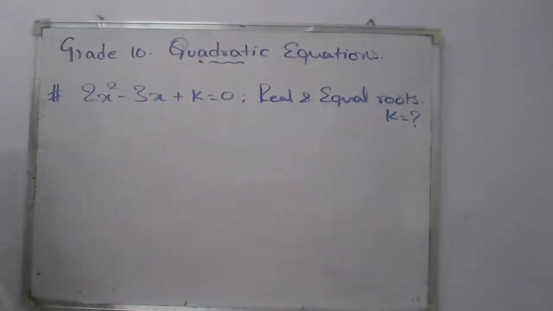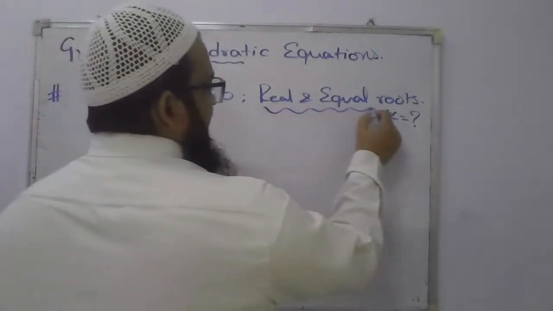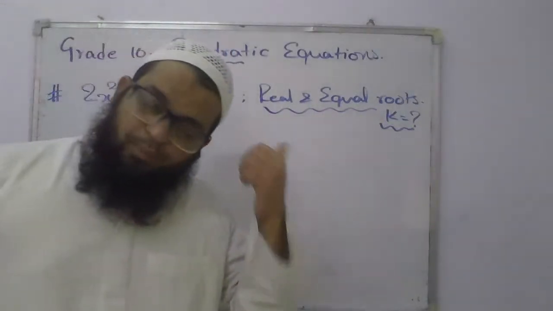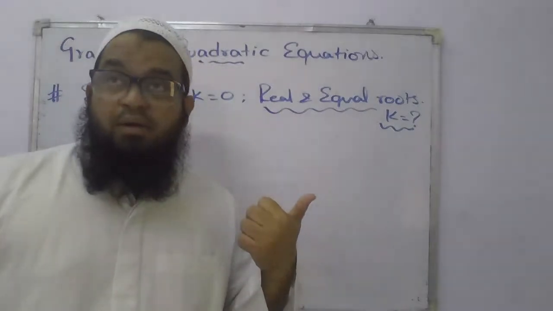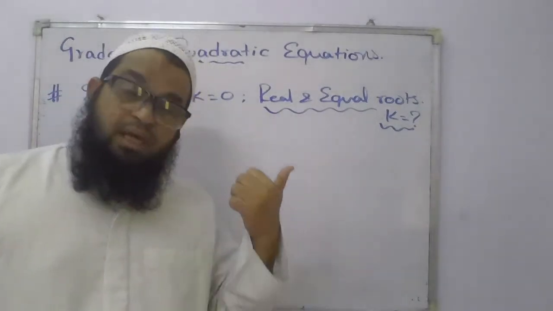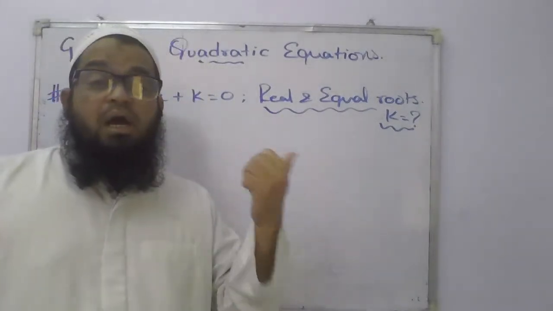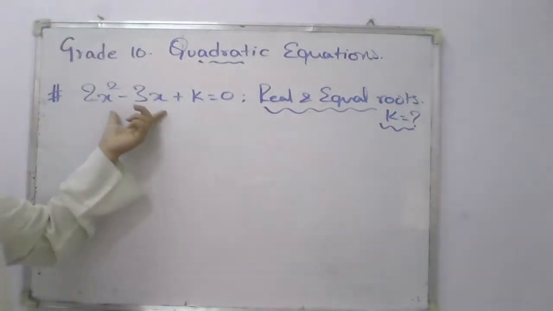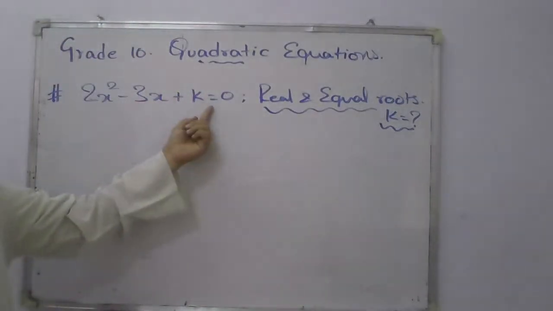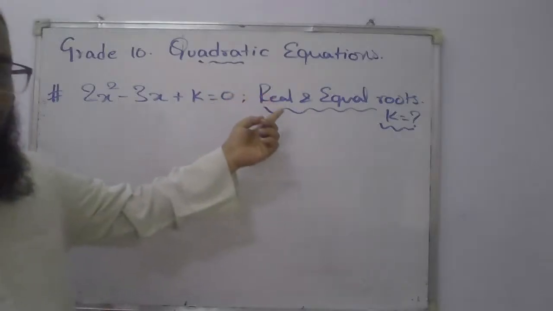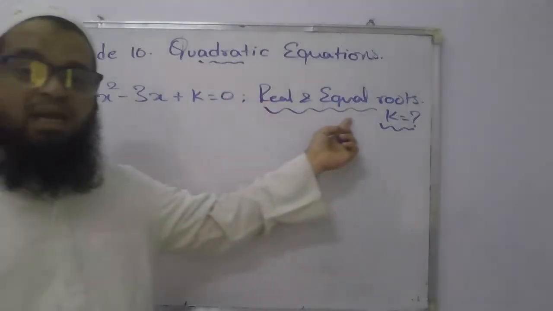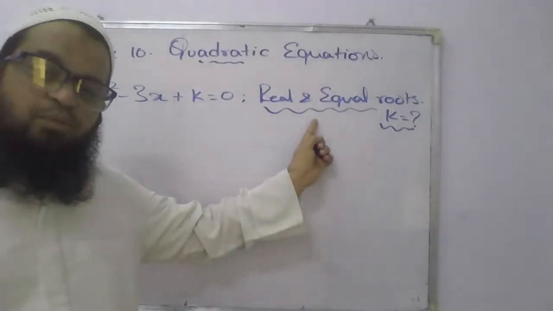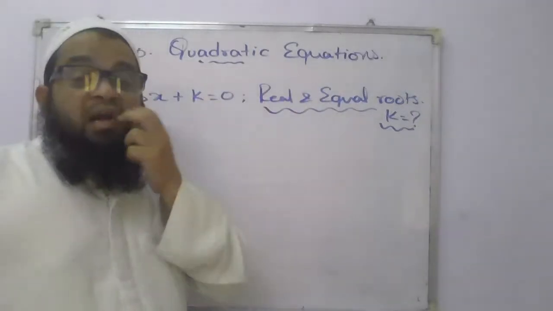So the concept is, my dear students, real and equal roots. Find k, you will get it in polynomials, you will get it in linear equations, and quadratic equations. But when a quadratic equation is given and it is equated to 0, and they talk about real and equal roots, nature of the roots, it is quadratic equations.